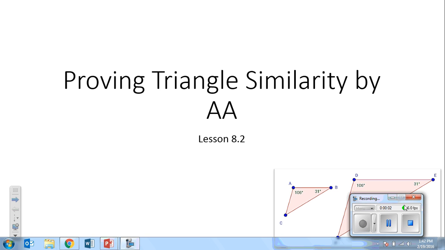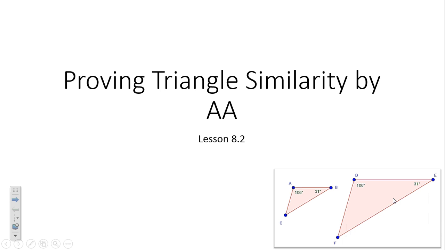Continuation of where we left off yesterday, we talked about angle-angle similarity. We did an exploration with it, and we had some triangles in GeoGebra. And we found that when one angle was 106 in one triangle and a 106-degree angle in the other, and then we had a second pair of angles that were congruent, 31 and 31, that those sides were always in proportion with one another. So that was similarity.